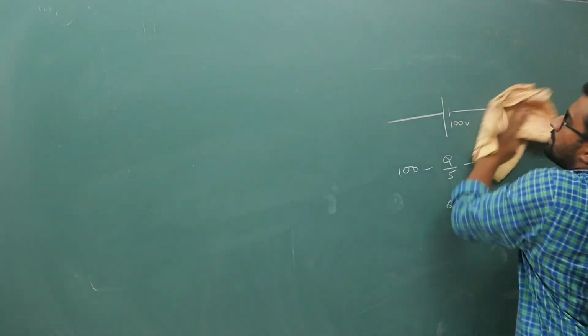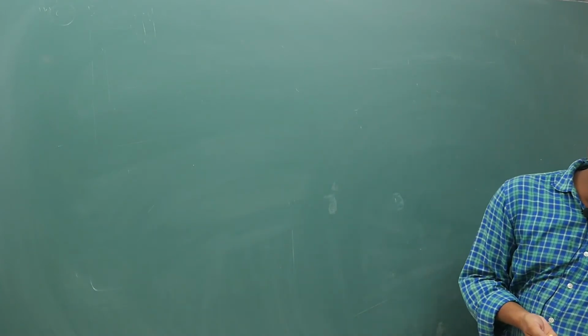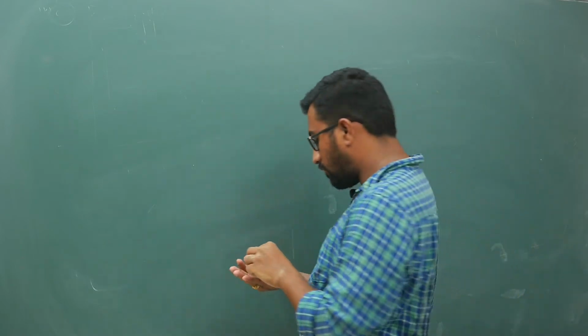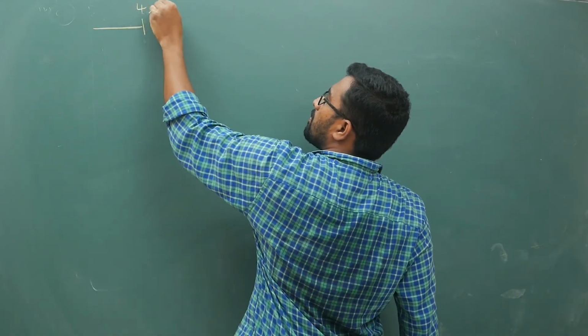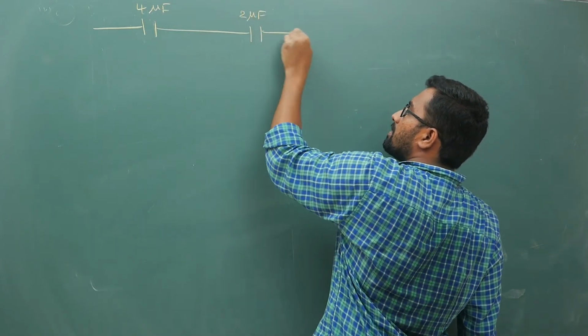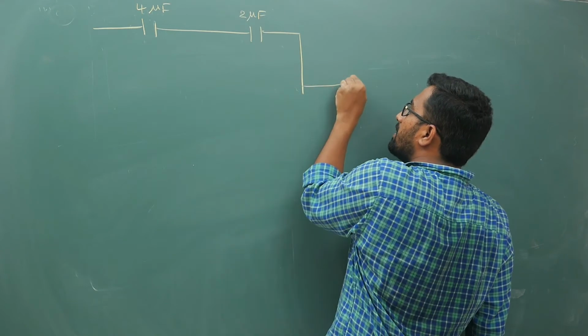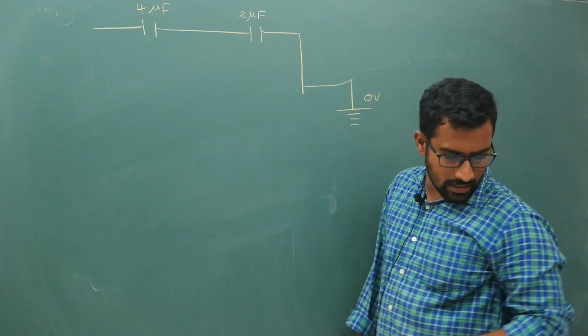Your charge through the switch is what you are supposed to calculate. Your question is like this. You have a 4 microfarad and a 2 microfarad capacitor. This side is earthed. Earthing means obviously it is 0 volt potential.